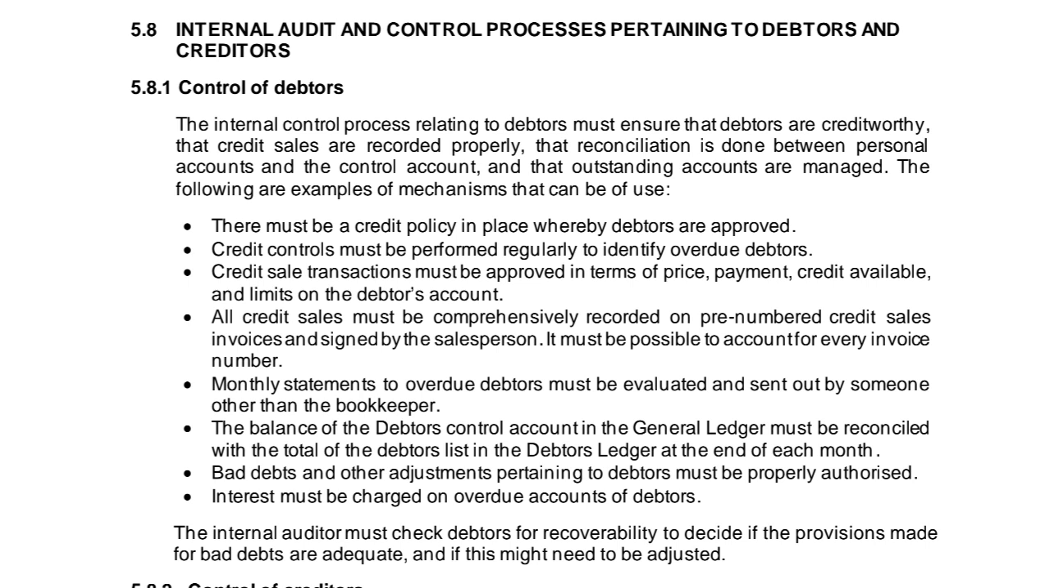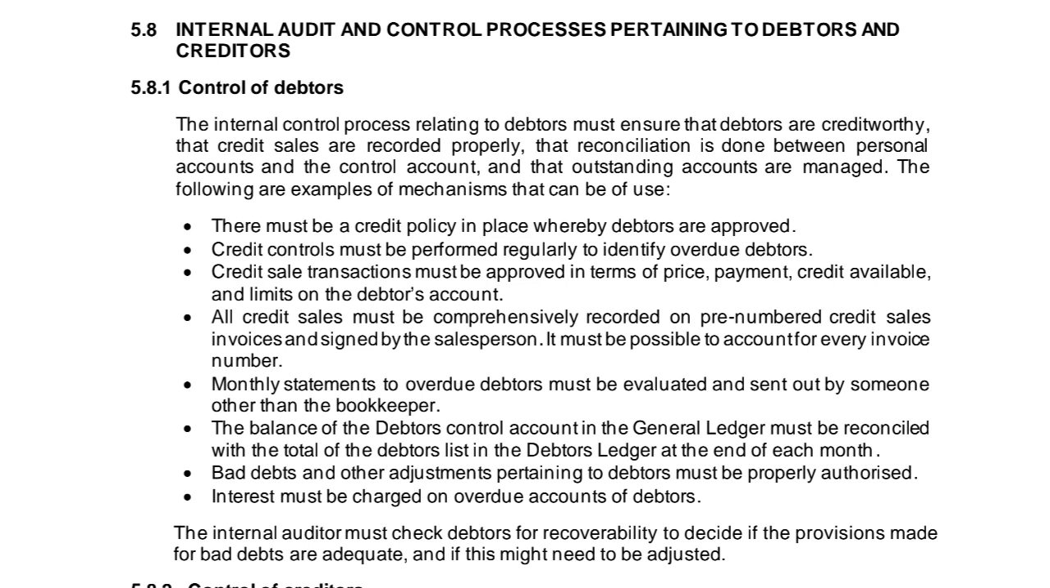Credit sale transactions must be approved in terms of price, payment, credit available, and limits on the debtor's accounts. All credit sales must be comprehensively recorded on pre-numbered credit sales invoices and signed by the salesperson. It must be possible to account for every invoice number. Monthly statements to overdue debtors must be evaluated and sent out by someone other than the bookkeeper. The balance of the debtors' control accounts in the general ledger must be reconciled with the total of the debtors' list in the debtors' ledger at the end of each month.